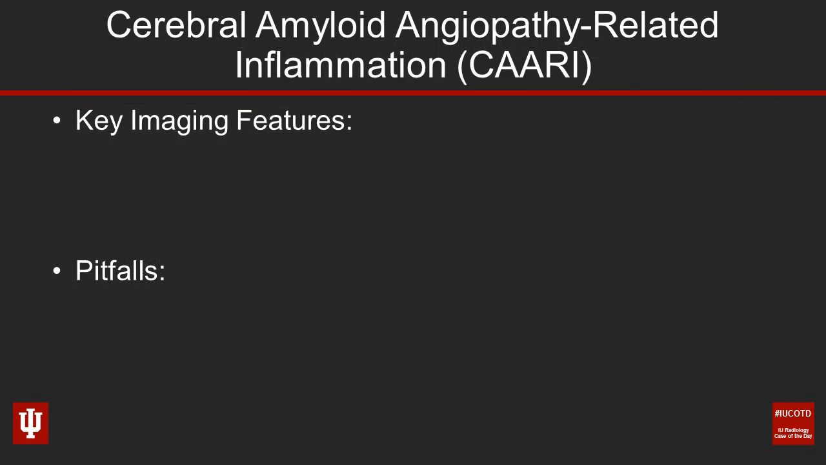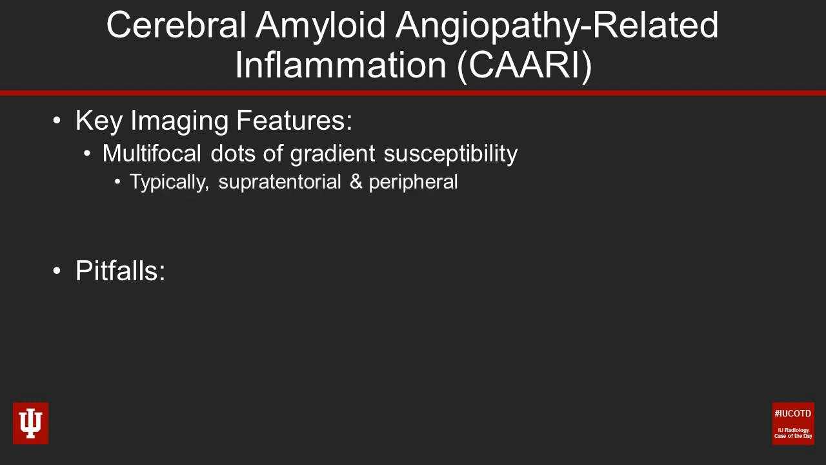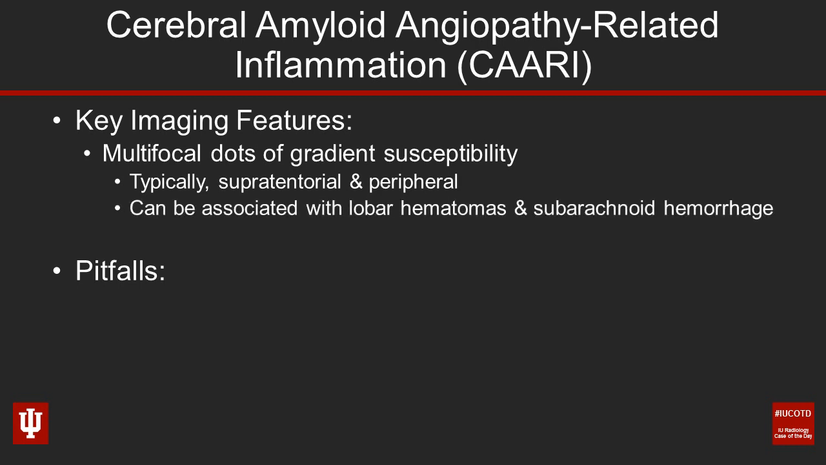Okay, so to wrap this up, this was a case of cerebral amyloid angiopathy-related inflammation. And the key imaging features to keep in mind as you approach this diagnosis: look for those multifocal dots of gradient susceptibility. Most of the time you'll have evidence of this. Like I said, I've had one confirmed case in which there wasn't a bit of blood, but in general, you're looking for these supratentorial and peripheral foci of gradient susceptibility. It can be associated with lobar hematomas and subarachnoid hemorrhage, so keep that in mind as well.